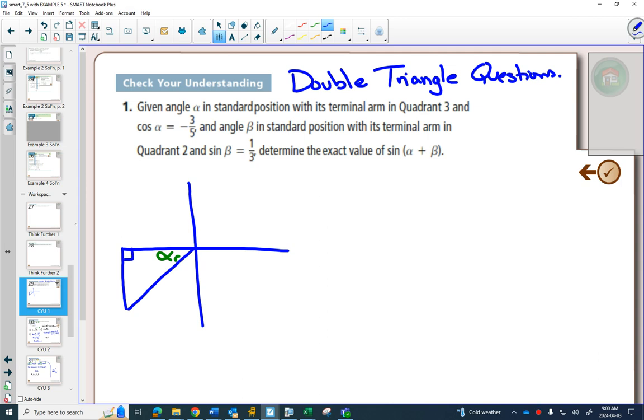And I'm told that cos of alpha is negative 3/5. Well, if cos of alpha is negative 3/5, cos is adjacent over hypotenuse, that makes sense. This length is 3, this length is 5.